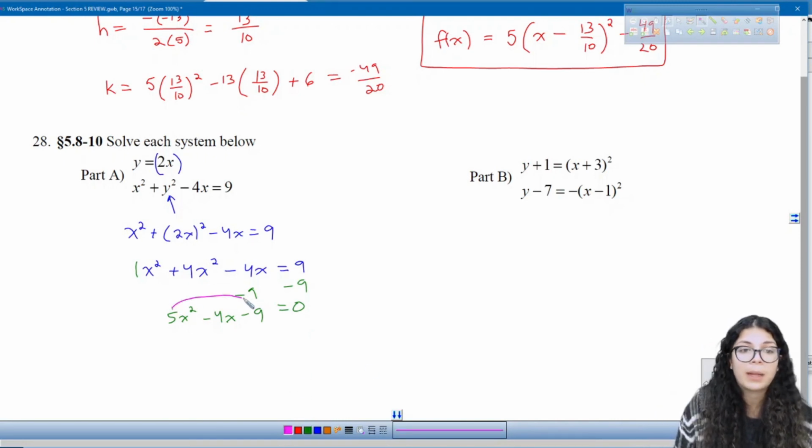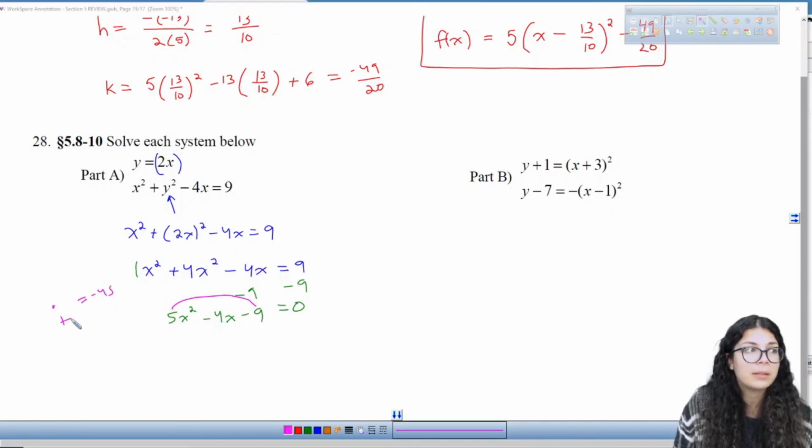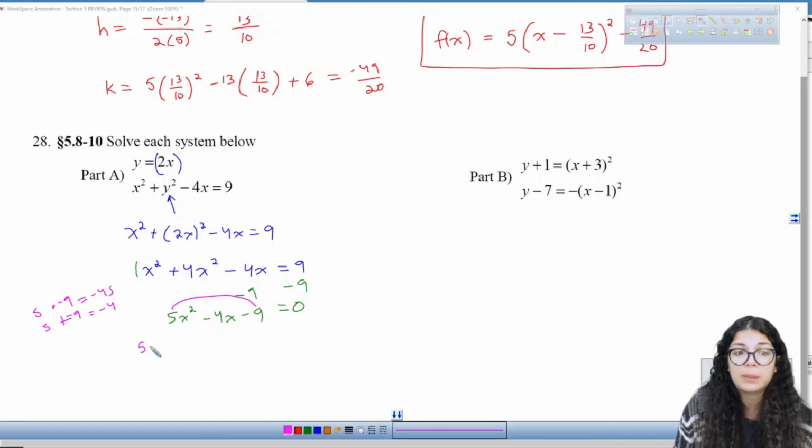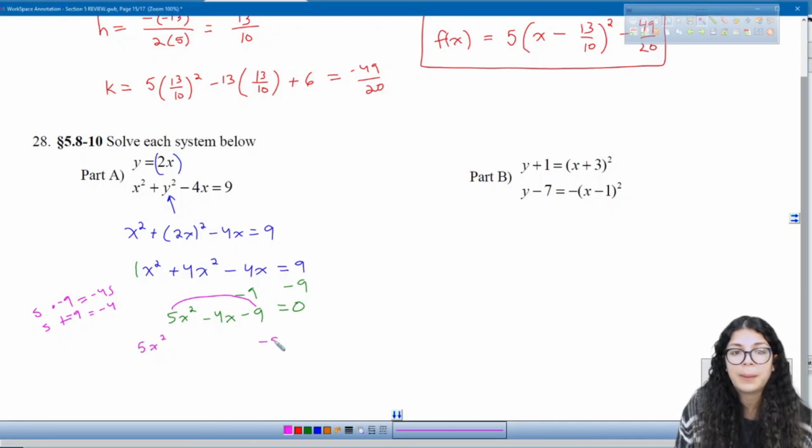So I could go ahead and rainbow over: multiplies to negative 45, adds to negative 4 would be 9 and 5, right? 5 times negative 9, 5 plus negative 9. Remember, if the coefficient is not 1, we need to bring down the first term, bring down your back term, and then go ahead and split the middle into positive 5x minus 9x.